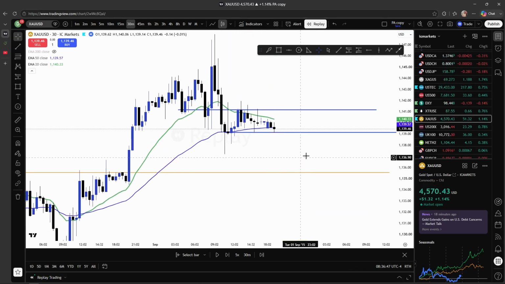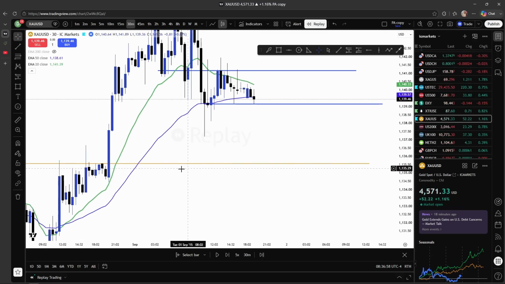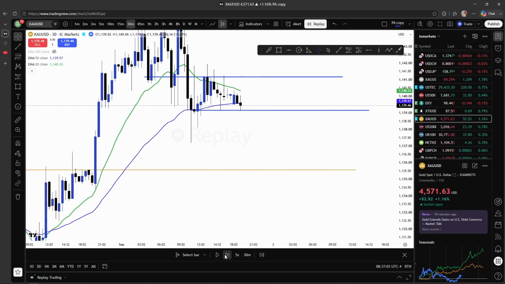So now basically what I'm waiting for here is simply I'm waiting for this market to either break and retest here. That is, if it breaks and retests and then the two indicators are in line with it, I'm going to take my sell. Or if it comes back here and gives me a perfect confirmation and the indicators are below it, I'm going to look for a buy. So now let me just forward it gradually.